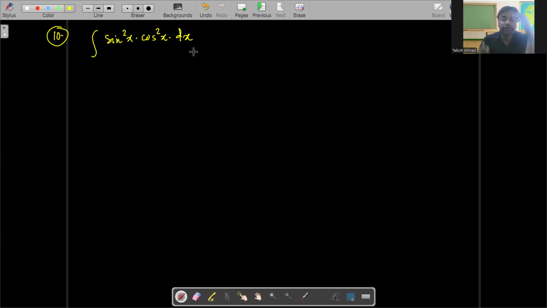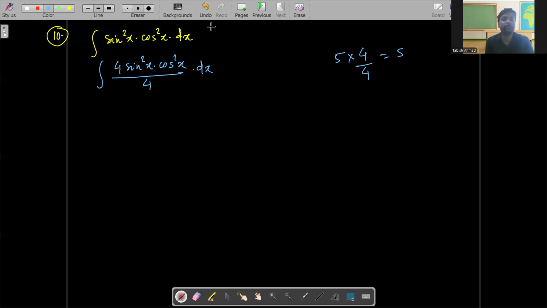Okay. See, what you do, you divide it by 4 and multiply it by 4. Why? Because I will tell you later. You write it like this: I am multiplying this by 4, so 4 sine square x cos square x, and divide it by 4. I can do division and multiplication on the same thing always. For example, 5 is here. I'm multiplying it by 4 and dividing it by 4. What is the value? It is still 5. I'm doing an operation and the inverse operation at the same time, so I'm getting the same thing.